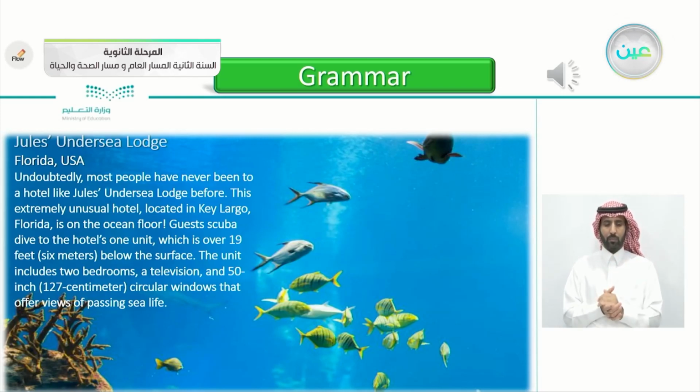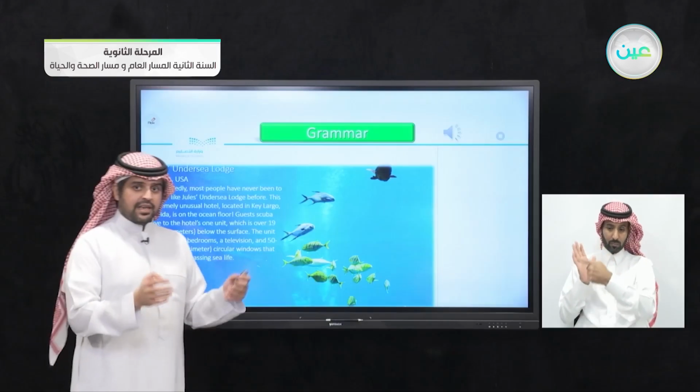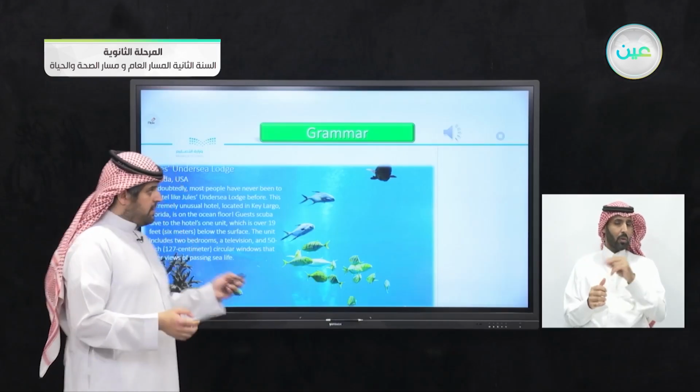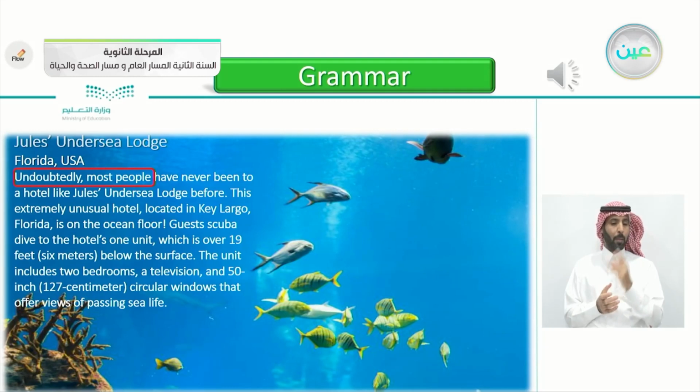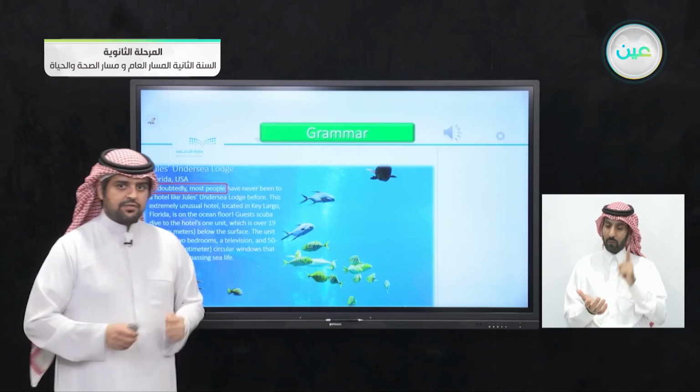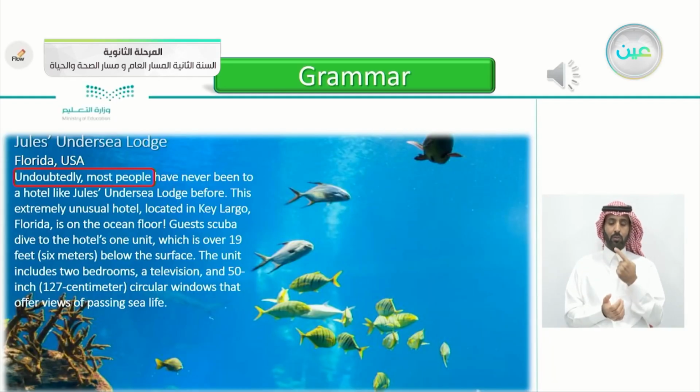So this is the first article here. Can you give me an example? Yes, it's the first word here. Undoubtedly, again, as I mentioned before, it means without a doubt. Most people have never been to a hotel like Jules. It means that you are very sure, very certain of something. When you say undoubtedly, he's very sure that people have never been to a hotel under the sea.